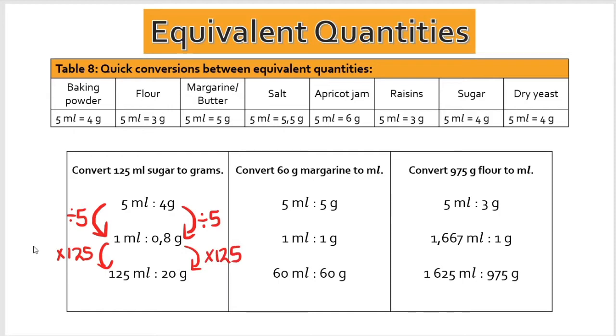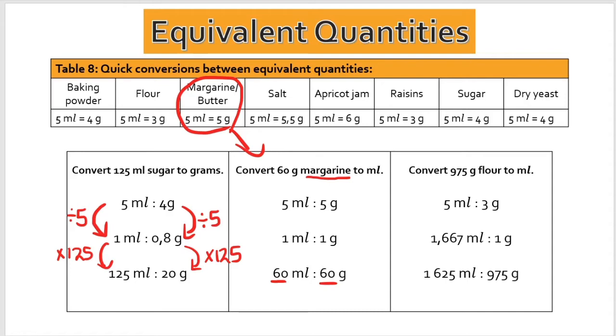Okay, what if I want to convert 60 grams to milliliters? But this time we're looking for margarine and not sugar. So first we go to the table, we look what it says. Okay, this is a 1-to-1 ratio. 1-to-1 ratio means it's the same on both sides. So I have 5 milliliters on one side and 5 grams on the other side. Which means if I divide with 5 on both sides, I will get 1-to-1. That means whatever it will be on the one side, it will be on the other side. So if I have 60 milliliters, I will have 60 grams. So there's no need for calculation when it's a 1-to-1 ratio.